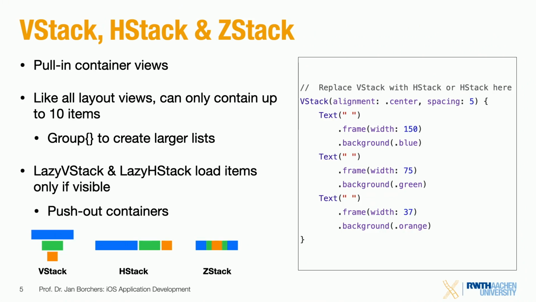Here's basically the code that created these three things. Here we have the VStack example. We're taking the VStack, aligning .center, which is the default, so you could actually leave that out too. And we give it a spacing of 5 so that these things aren't mashed together completely. And then we just added 3 text views as children. And since it's a VStack, they're aligned beneath each other. First one is blue, second one is green, third one is orange, and each of them is half of the width of the one before.